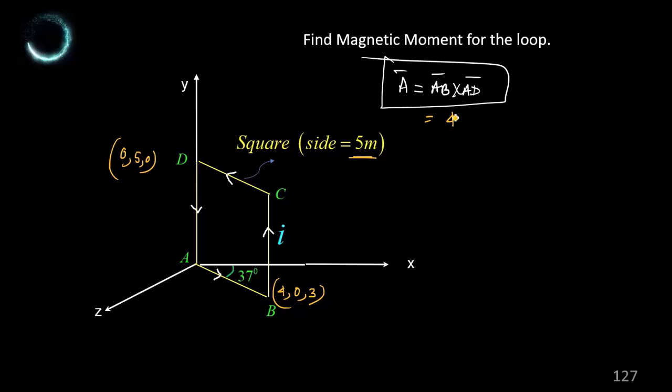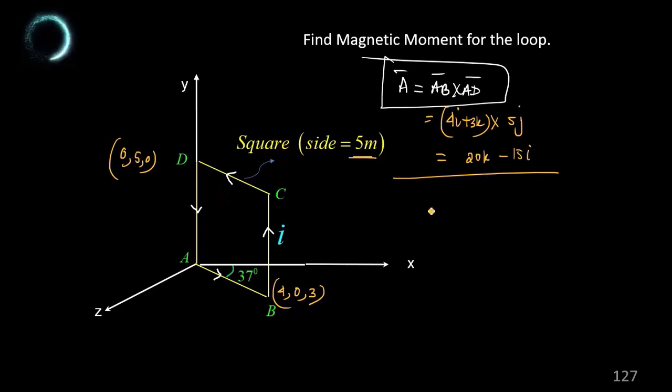So 4i plus 3k cross AD vector. AD vector is 5j. So i cross j means k, 20k. k cross j means minus i. So minus 15i. So this is the area vector. This is the area vector.